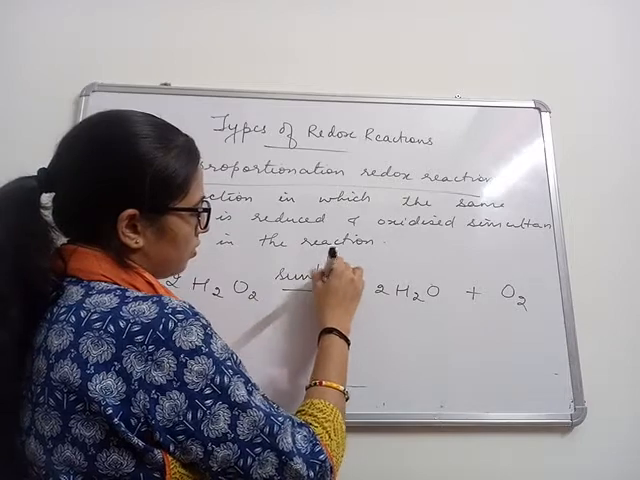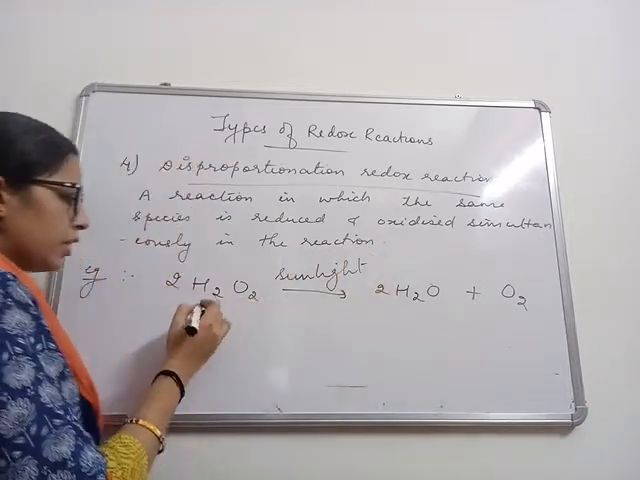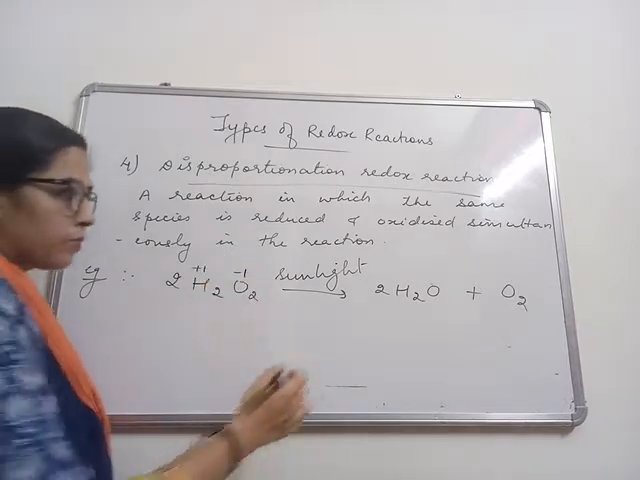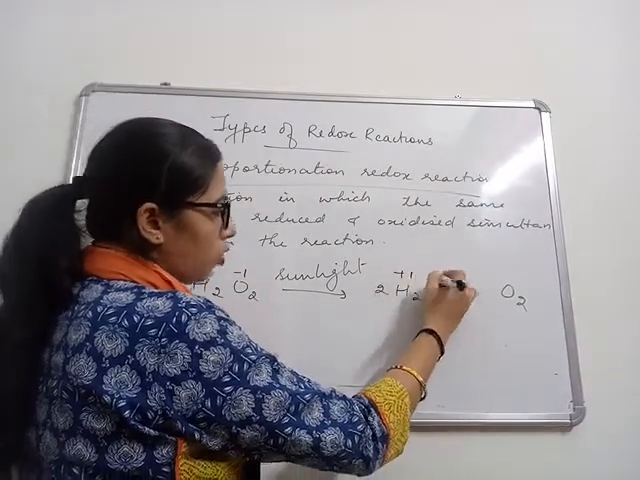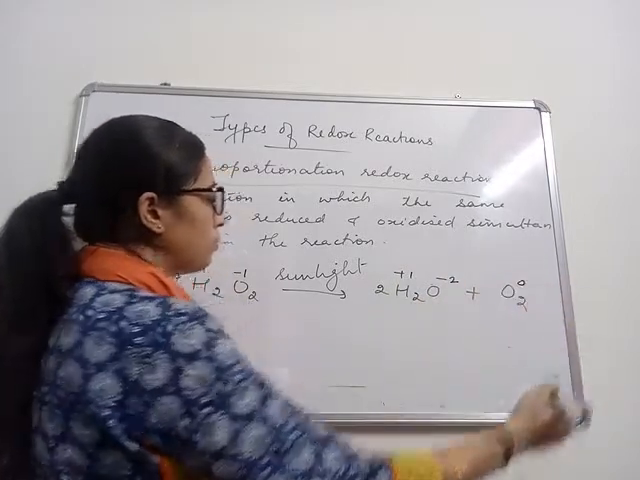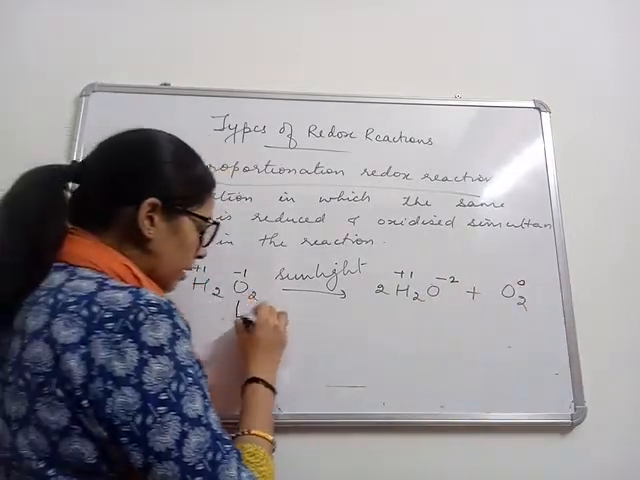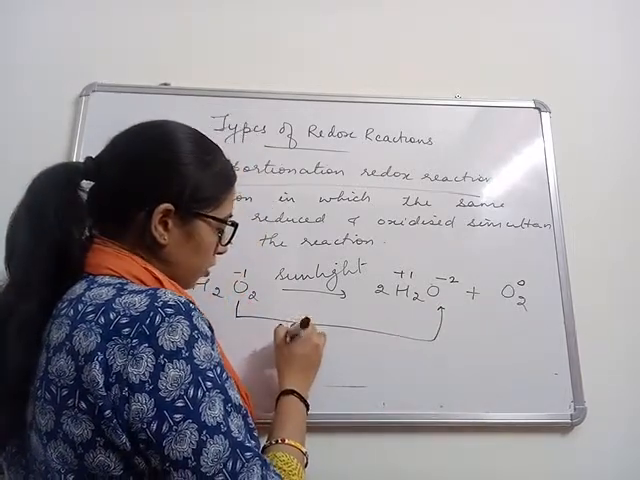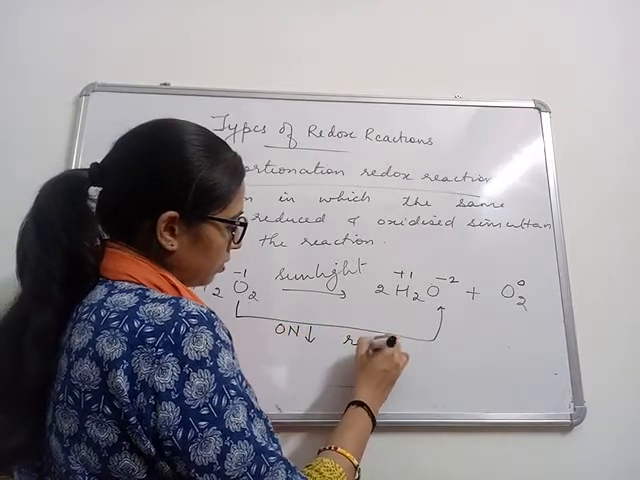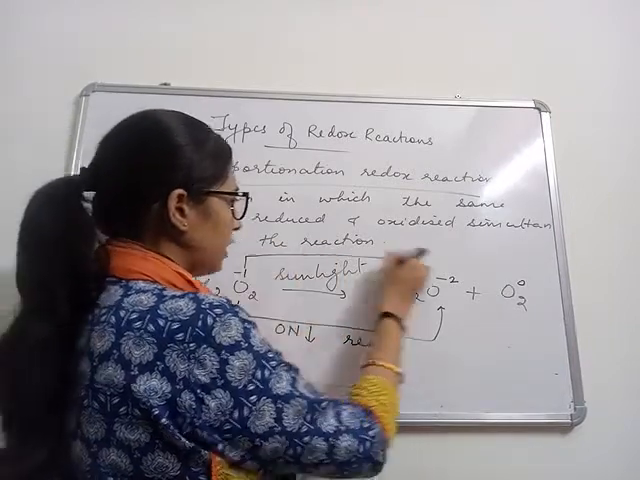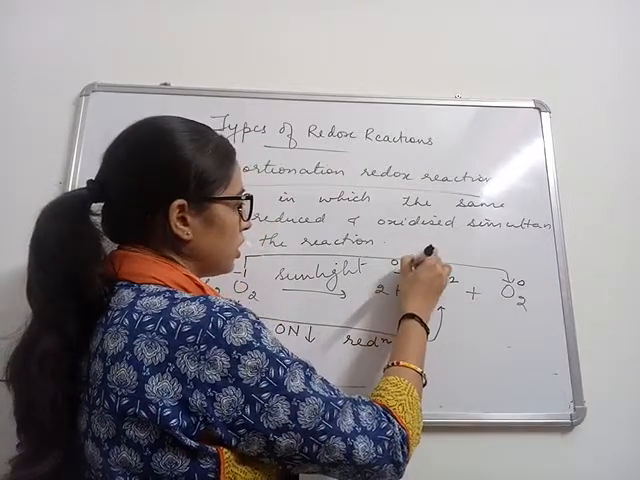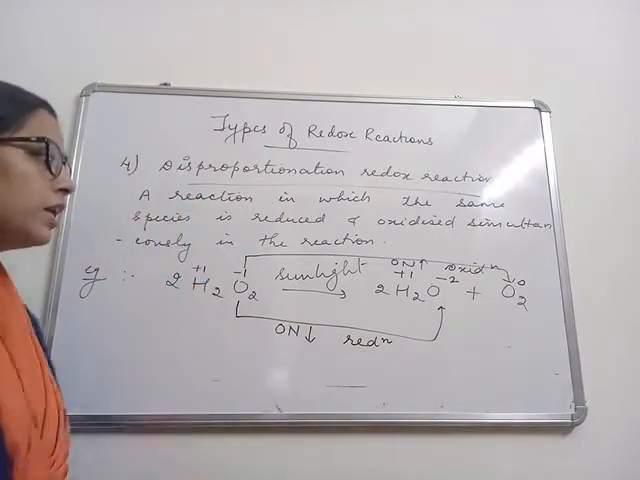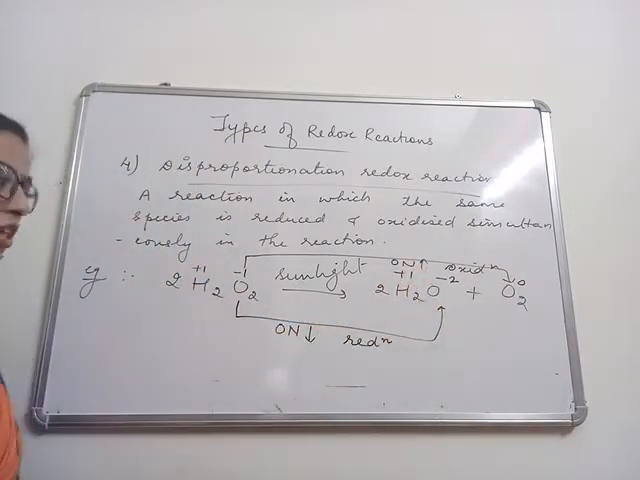It takes place in the presence of sunlight. Here hydrogen is in +1, it is a peroxide, so O is in -1 state. Here in water H is +1, O is -2, and in O2 O is in 0 state. So O which was -1 is changing to -2, gaining one more electron, so the oxidation number decreases, it undergoes reduction. And when peroxide is converted to oxygen, the oxidation number is increased, it undergoes oxidation. So it is the reduction and oxidation of oxygen itself.